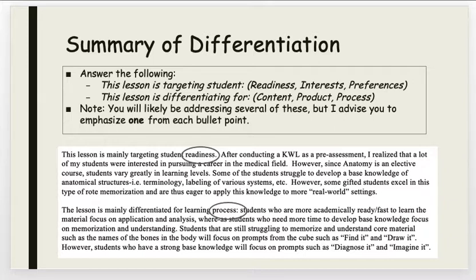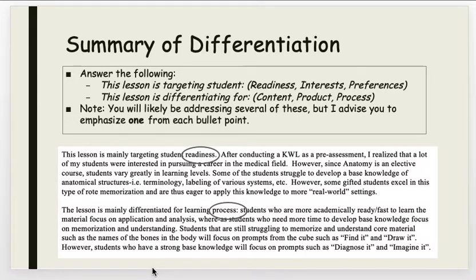So here is their summary of differentiation. I found it a little wordy, but I think this is good to kind of show you here. So they were targeting student readiness. Okay, so from their pre-assessment, they actually had 2 pre-assessments. They realized that in this elective course, the student readiness was kind of all over the place. So they wanted to make sure they differentiated for readiness. They also brought some interest in, as you'll see. They found out that many of their students were interested in medicine, so they wanted to address that. But they emphasized student readiness.